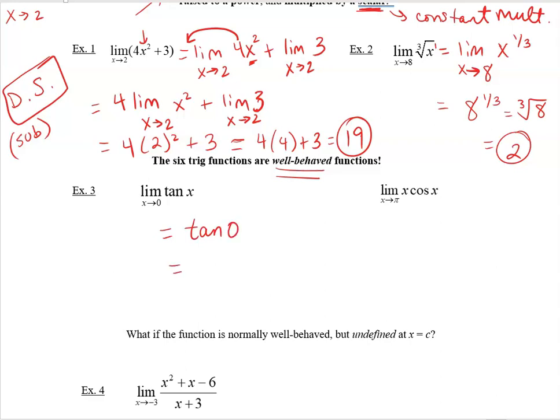Well, the tangent of 0, you may recall from pre-calc, is the sine of 0 divided by the cosine of 0, which is 0 divided by 1, which in fact is 0. So that's going to be the limit for this function.